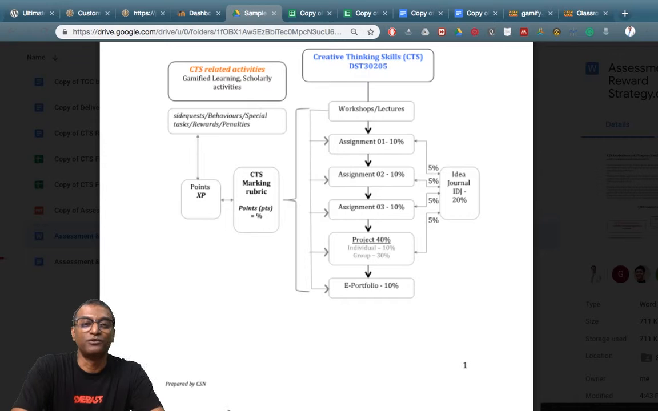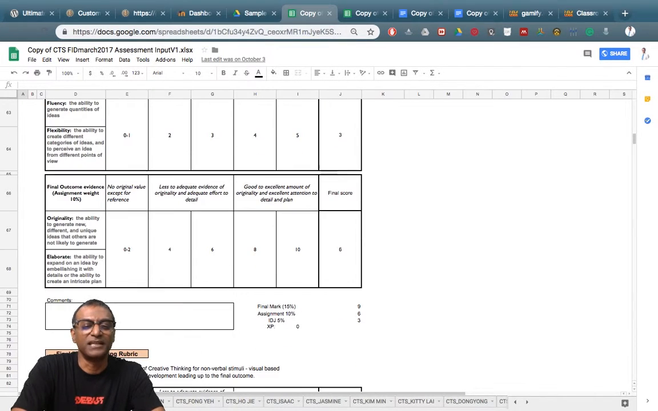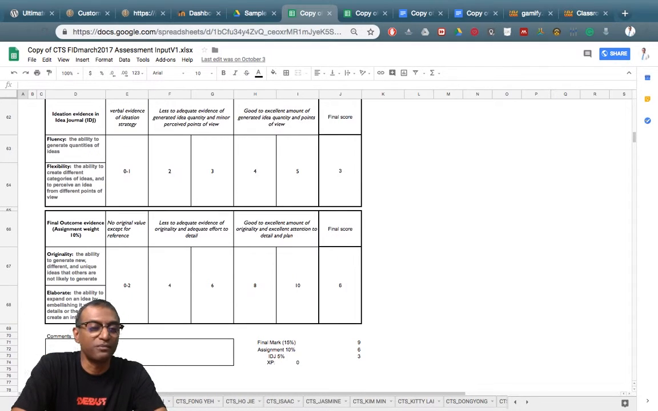So back to your rubric. In this rubric, you can see the percentage, and it will be converted to XP points, and the XP points will be reflected in your leaderboard. Mr. Shamsul will be talking to you about the leaderboard in a moment. But before we get there, just a little bit more about what you are having here in your rubric.